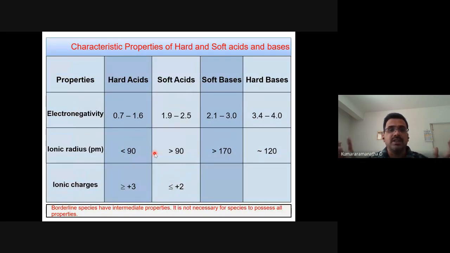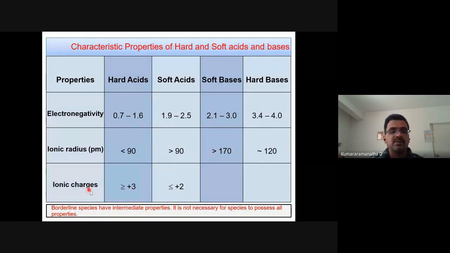How do you differentiate the properties of hard and soft acids? By looking at electronegativity. If the electronegativity values are in this range, you call them hard acids. If it is high, hard base, ionic radius lower than 90, and for hard bases it is 120. If it is higher, above 90, then you call them soft acids. And of course, soft bases should have a larger size.